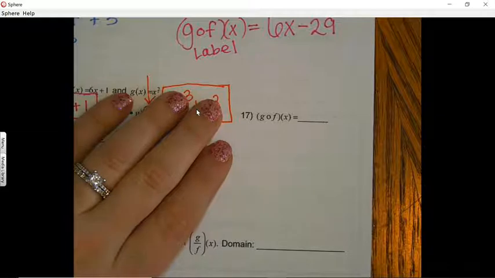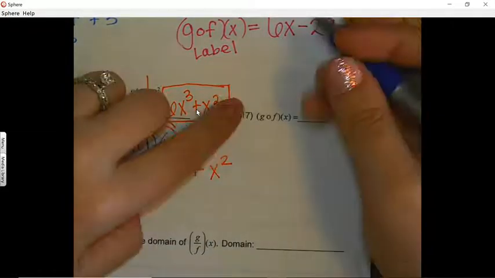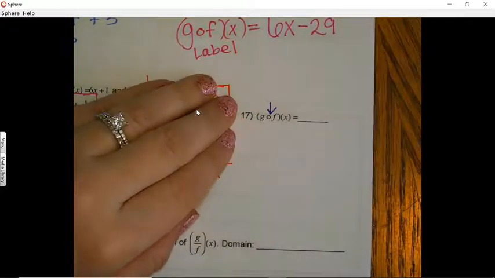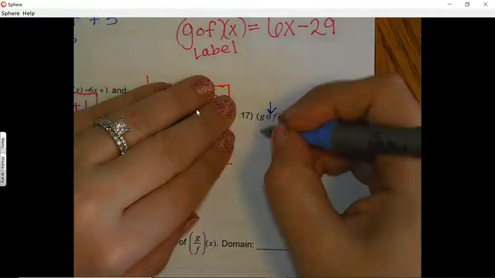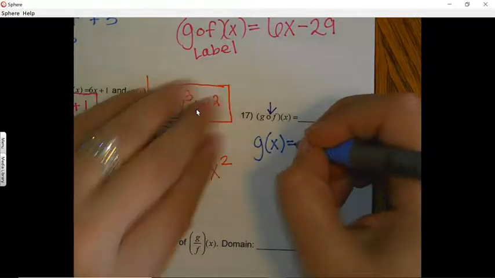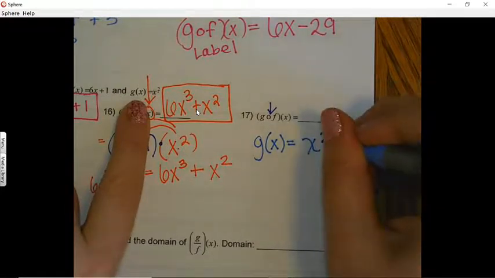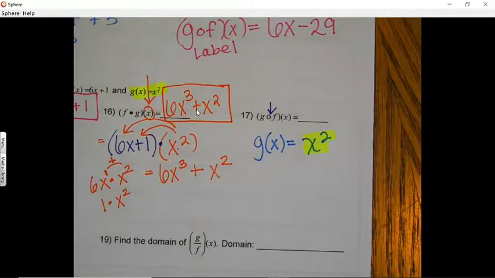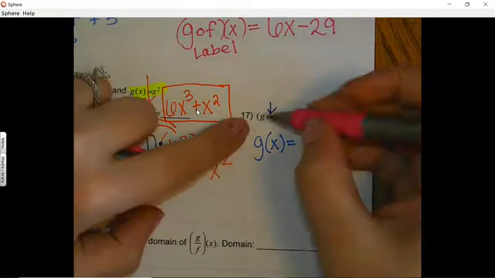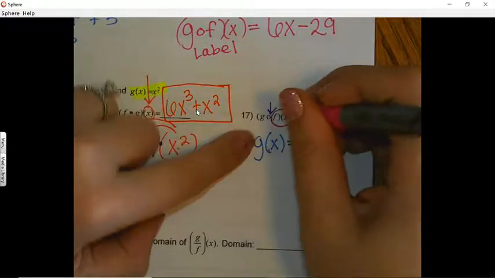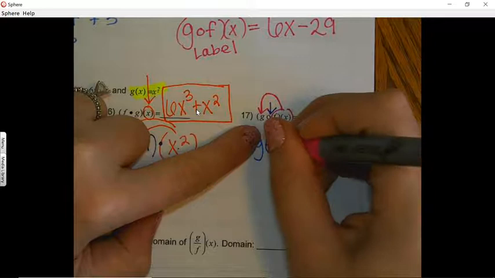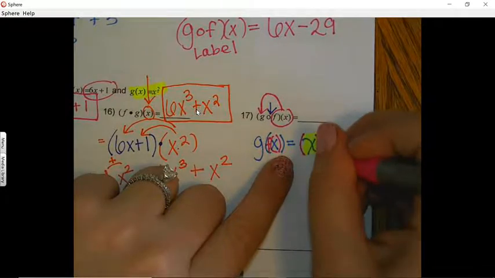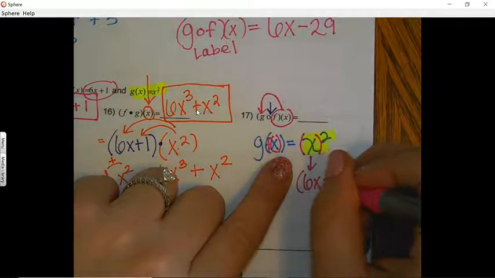All right, number 17. Now this is what is new for chapter 10, this symbol right here. What I'm going to do is take function g, which is x squared. I took function g right here, and I'm going to take out the x and plug in the whole f of x for g. So I'm going to plug in function f, 6x plus 1, right here. I'm going to plug in 6x plus 1 for x.